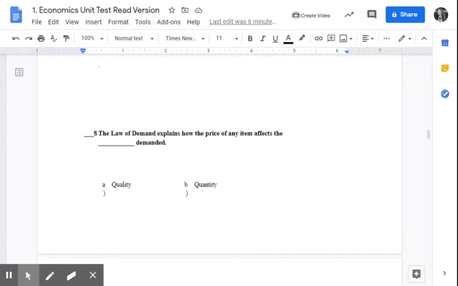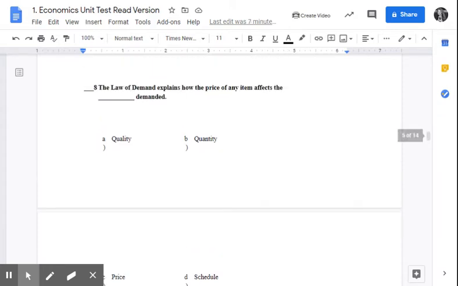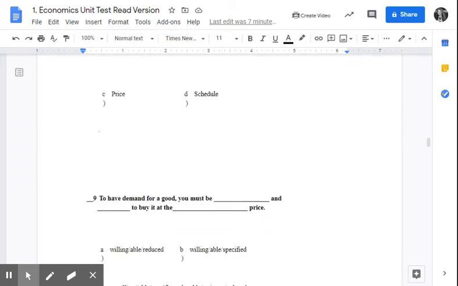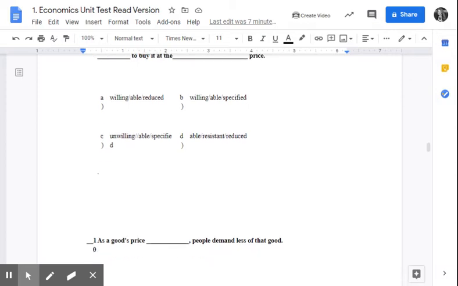8, the law of demand explains how the price of any item affects the A, quality demanded, B, quantity demanded, C, price demanded, D, schedule demanded. 9, to have demand for a good, you must be A, willing and able to buy it at the reduced price, B, willing and able to buy it at the specified price, C, unwilling, able to buy it at the specified price, and D, able and resistant to buy it at the reduced price.